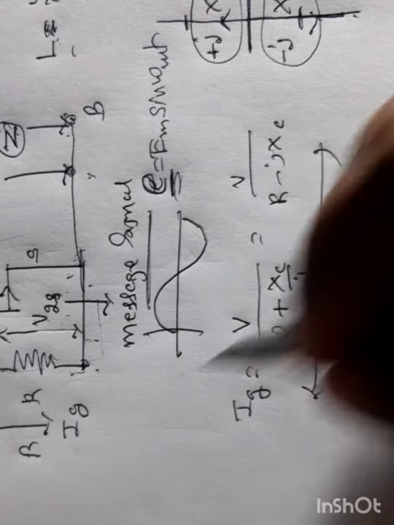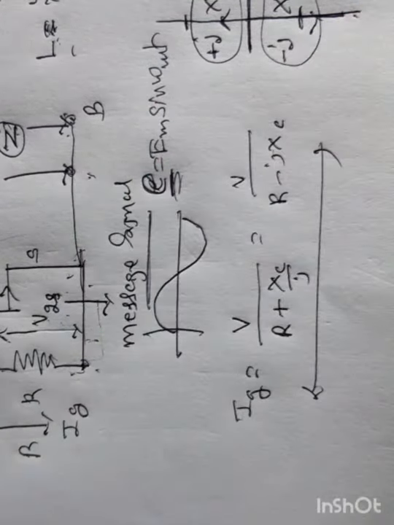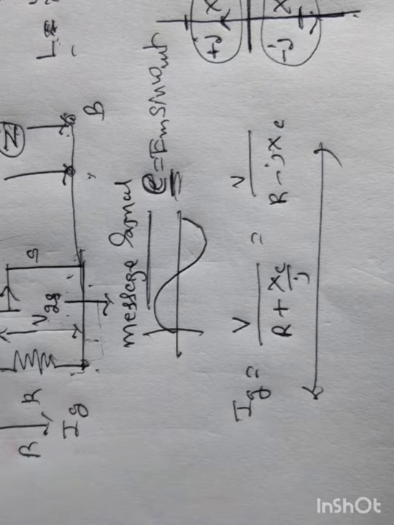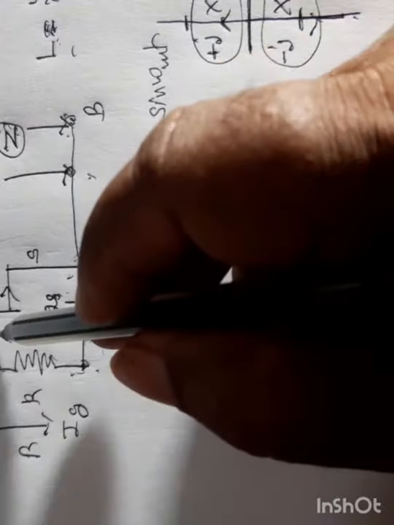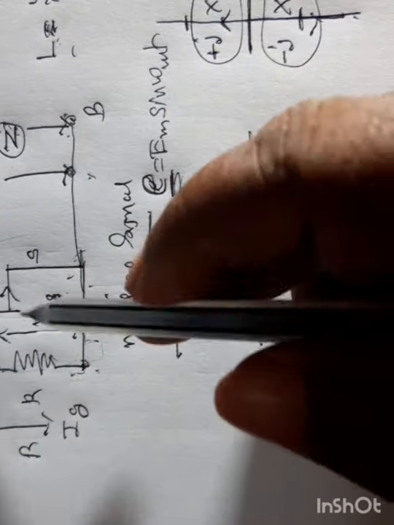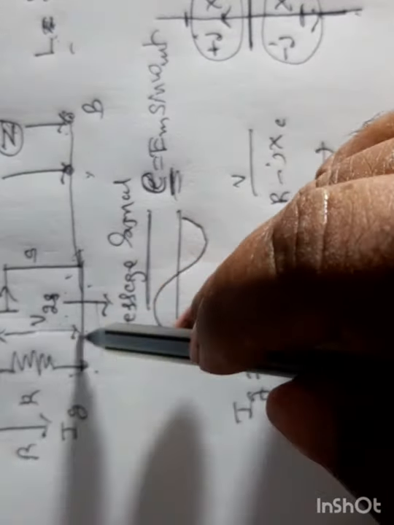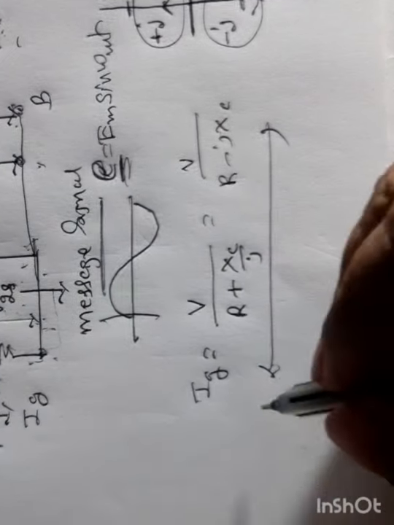This is the gate current flows through this. Now, when gate current flows, what is the gate source voltage? Now I will apply gate source voltage, that is the message signal between gate and source.